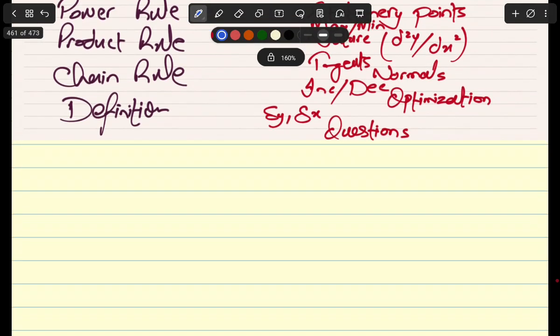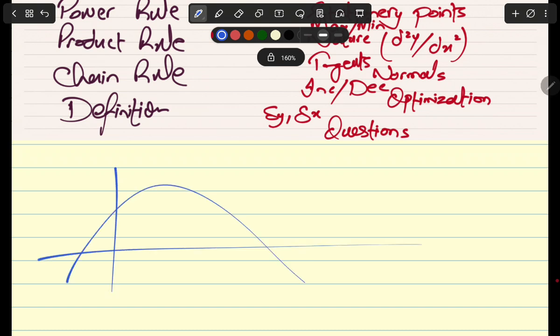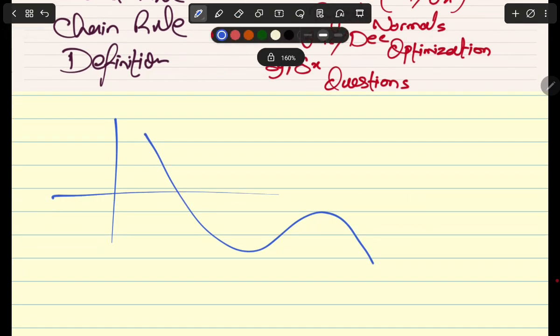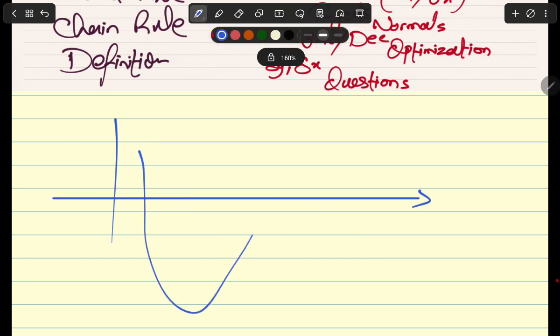All right. So what really is a stationary point? If I draw a cubic curve like this, let's say this is a cubic curve, it looks like a sine curve. So you can clearly see that there is a minimum point here and there's a maximum point here, right?